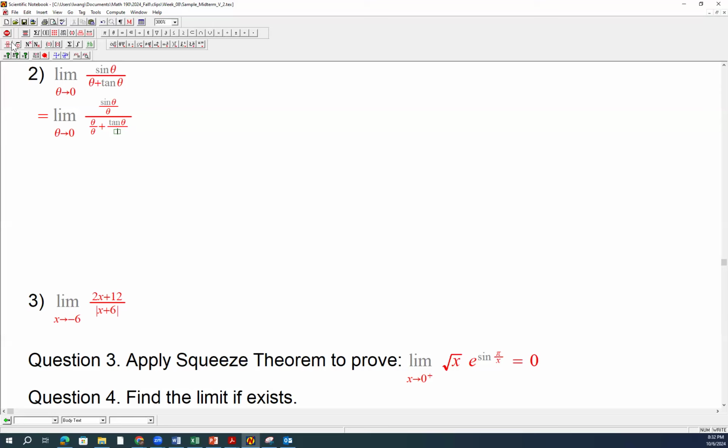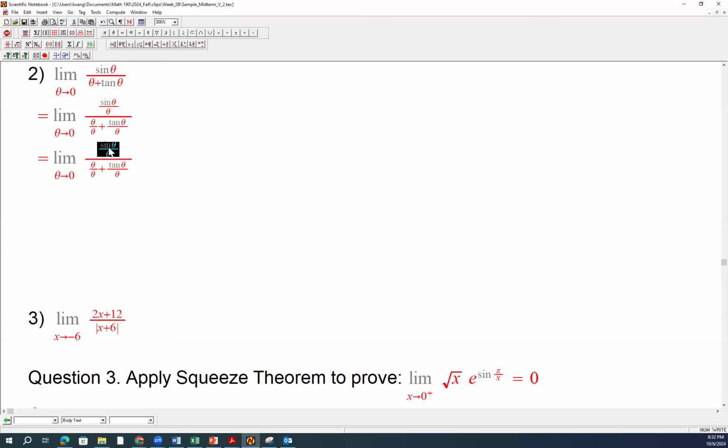So tangent theta will be divided by theta. On top and bottom, we divide by theta. This part, we know its limit as theta approaches 0 is 1. And we're going to break up tangent theta into sine theta divided by cosine theta. So we look at this piece, which has a limit, and this piece has a limit, which is by direct substitution. So each individual piece has a limit.